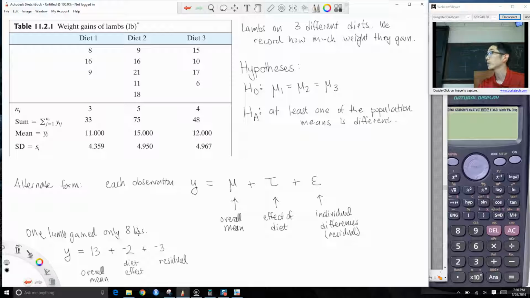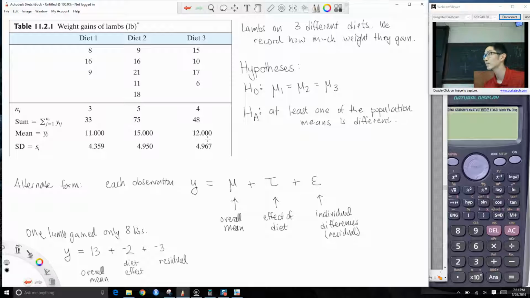Yes? So overall, you took the mean of all three? I took the mean of all 12 numbers, okay? And so I'll illustrate this on the next page, okay? But the overall mean is the mean of all 12 numbers. It's not the mean of 11, 15, and 12. It's not 11 plus 15 plus 12 divided by 3, and I'll explain the difference there.